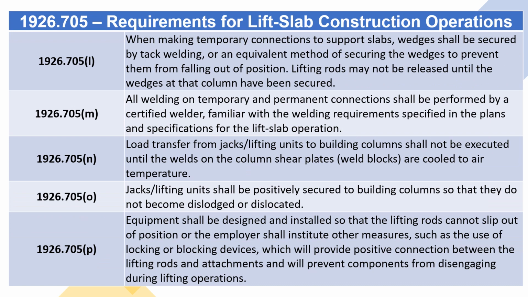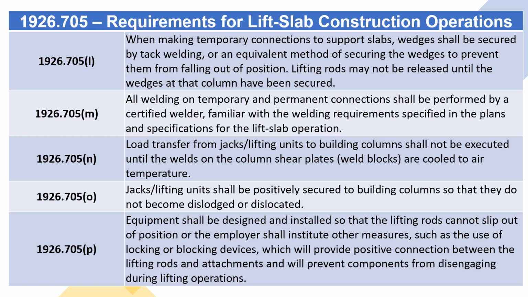1926.705 L. When making temporary connections to support slabs, wedges shall be secured by tack welding, or an equivalent method of securing the wedges to prevent them from falling out of position. Lifting rods may not be released until the wedges at that column have been secured. 1926.705 M. All welding on temporary and permanent connections shall be performed by a certified welder, familiar with the welding requirements specified in the plans and specifications for the lift slab operation.